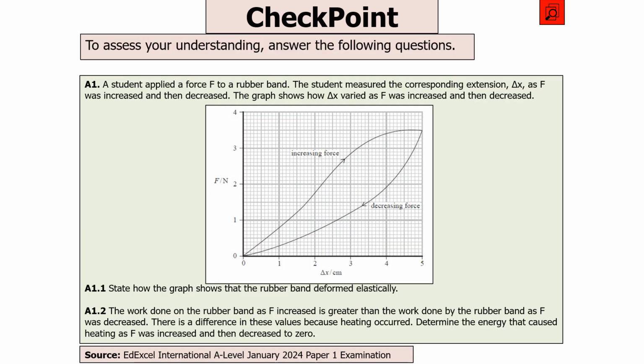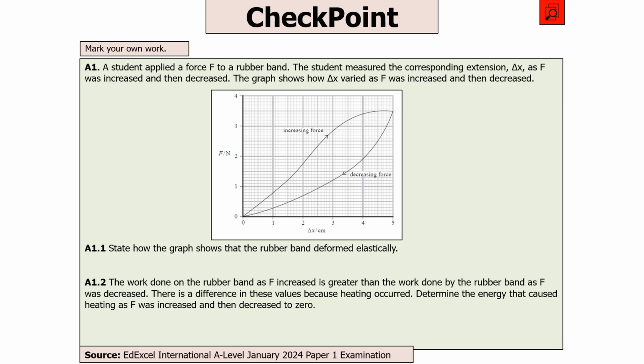The next question says, a student applied a force F to a rubber band. The student measured the corresponding extension change in x as F was increased and then decreased. The graph shows how the extension varied as the force was increased and then decreased. Firstly, state how the graph shows that the rubber band deformed elastically. Then the work done on the rubber band as the force increased is greater than the work done by the rubber band as the force was decreased. There's a difference in these values because heating occurred. Determine the energy that caused heating as F was increased and then decreased back to 0. So pause the video now and then unpause the video when you want to go through your answer.